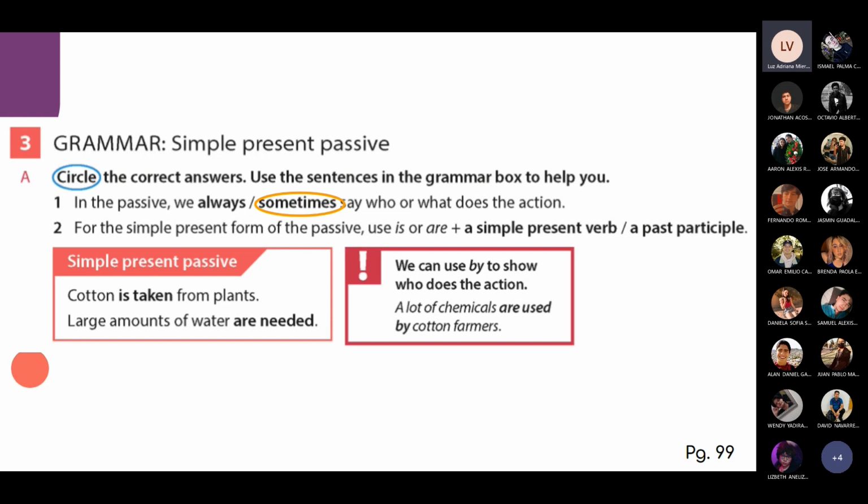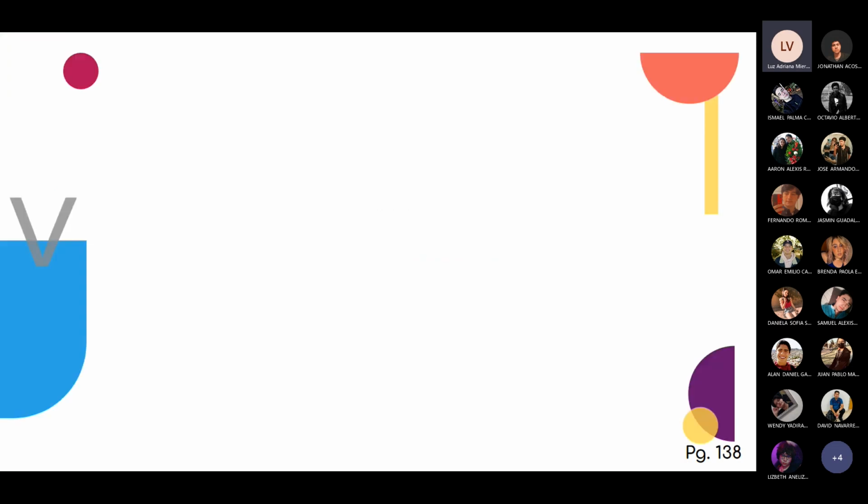And then number two, what about the structure for passive? Go ahead, Jonathan. For the simple present form of the passive, use is or are plus a past participle. Excellent. Thank you so much. So yes, we use, remember, not the present verb, not the past verb, but the past participle. Great job. Okay, let's move on then.